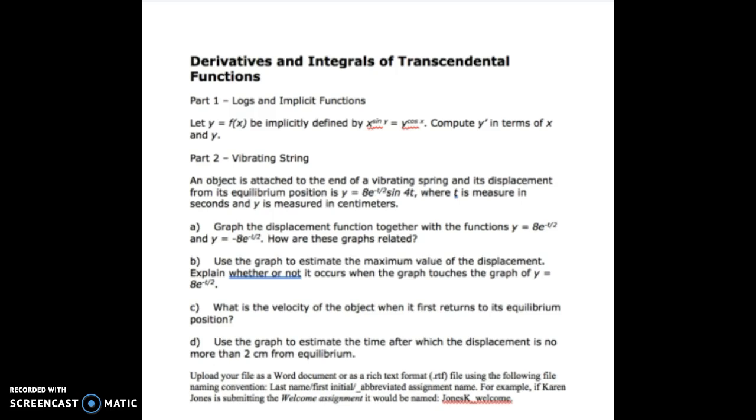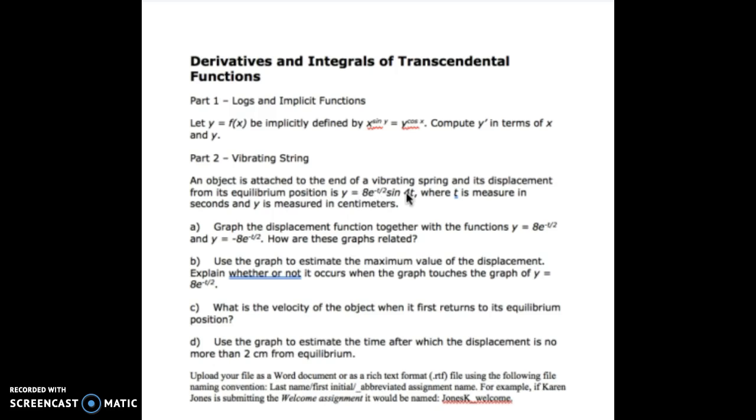Part two, the vibrating string. This is also pretty self-explanatory, but I did want to point out some areas in which students most commonly make mistakes. The grades are typically really good on this project, but there are a few mistakes that I've seen time and time again.